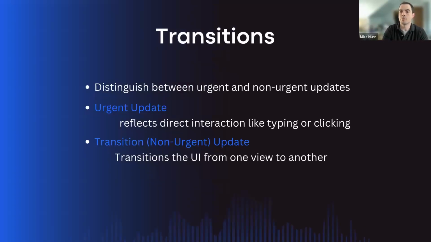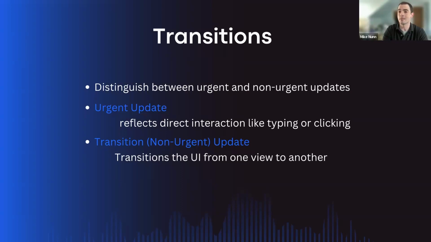Now, another concept within concurrent rendering is transitions. And transitions allow us to distinguish between urgent and non-urgent updates. Urgent updates like typing, clicking, or pressing need immediate response because if there's a delay or lag in these actions, it can feel wrong or out of sync with our expectations.